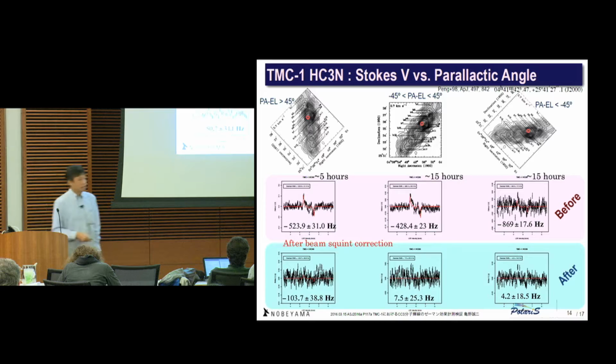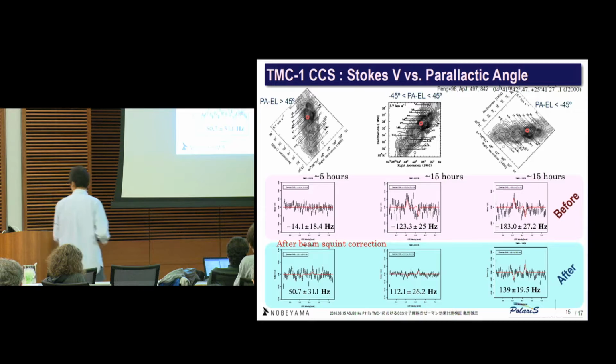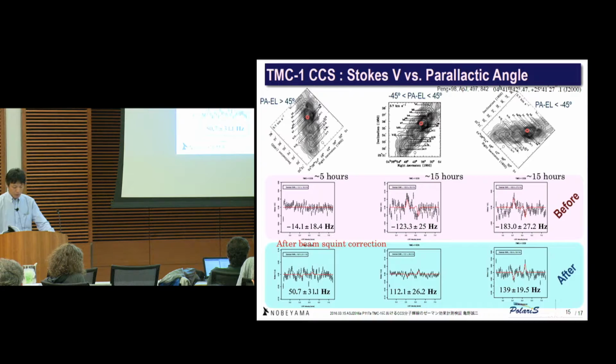And this is the CCS case. For the CCS case, even after beam squint correction, we see a significant Zeeman shift of the order of 100 hertz. And the dependence on the parallactic angles is not so strong. So we conclude we detected the Zeeman splitting toward TMC1.